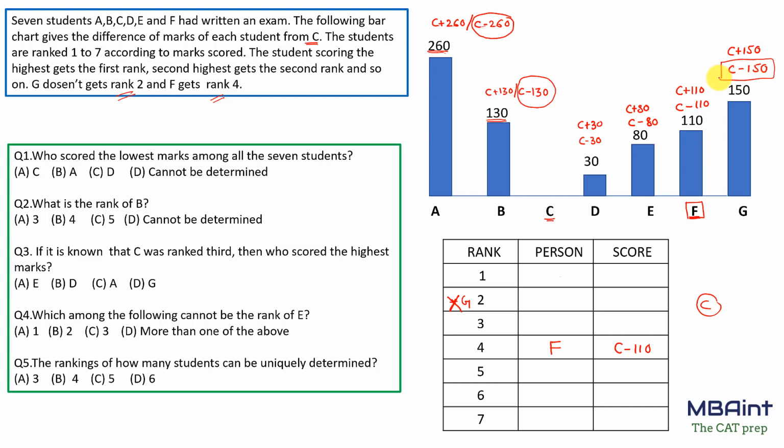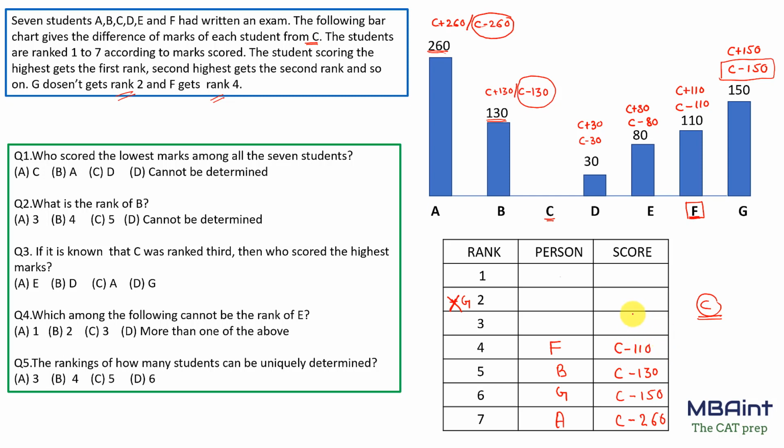So now if we have these 3 values and the 3 places to arrange, we can definitely put them in this section according to the marks. So C minus 130 would be over here, C minus 150 would be over here and C minus 260 would be over here. And this is for A, this is for G and this is for B. Now of the 3 values remaining over here, one would be C itself, and the other has to be greater than C minus 110.